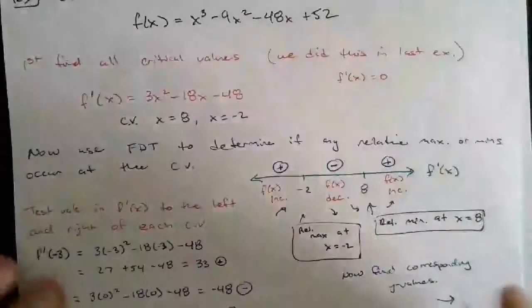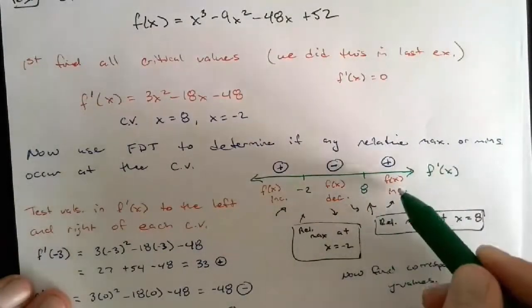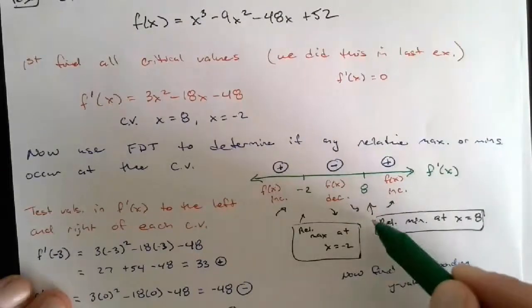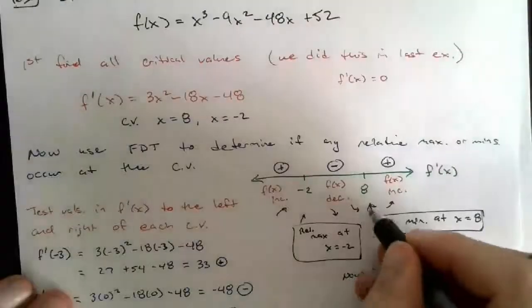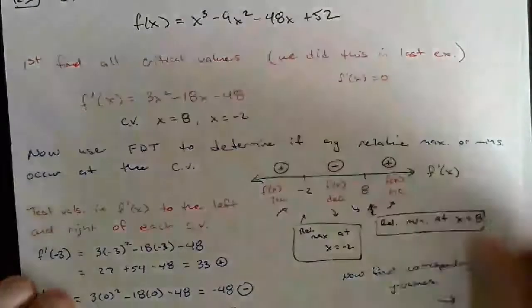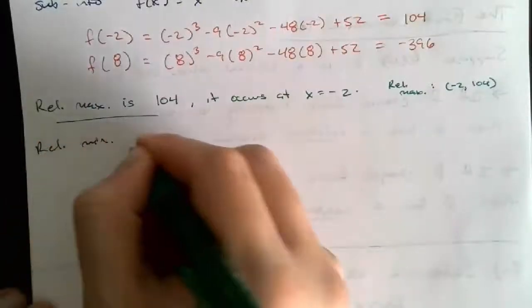And similarly, but different, at x equals 8, it was a relative min because we were decreasing and then increasing, so you're going downward then coming up. So what happens if you go down and then come up? Well, then it's a low point on your graph, which makes this a relative min. So we know we have a relative minimum, right?